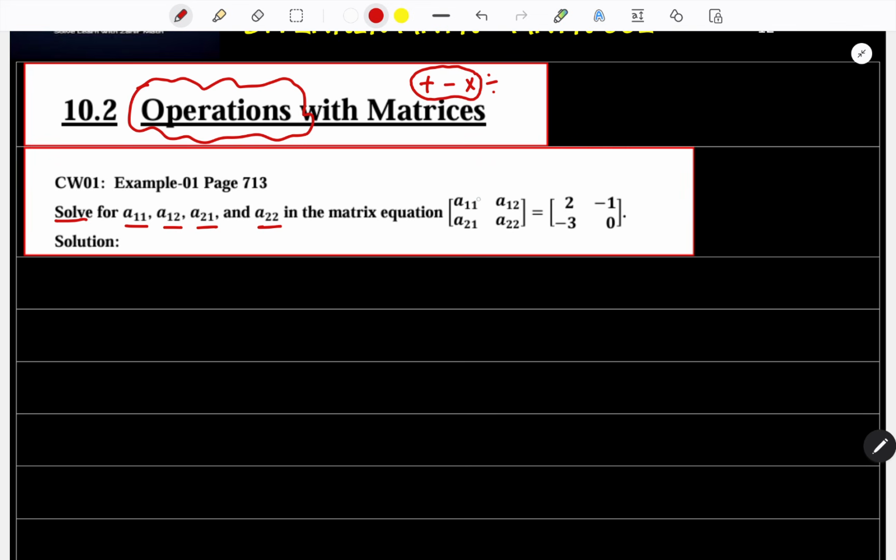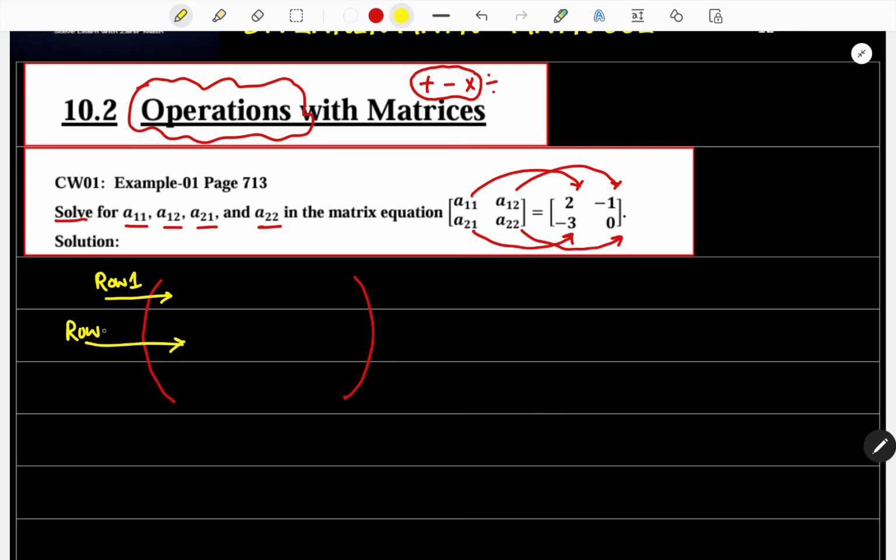What a lovely equation. See, A11 is what? 2. A12 is what? -1. Same position. Nothing to do. They just want you to know what the element is called. So, how are we going to call this element? Just see here. This is very important when you come to the higher classes. This we call row number 1, this we call row number 2. And this we call the first column, this the second column.